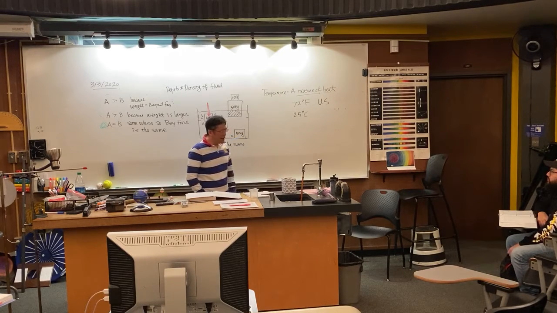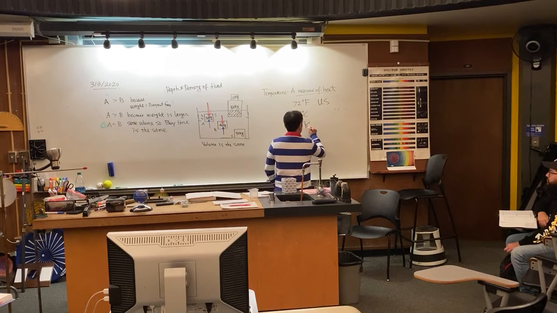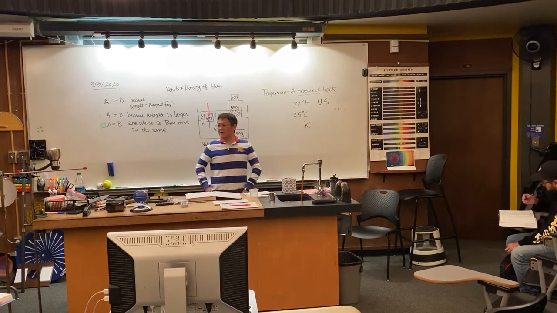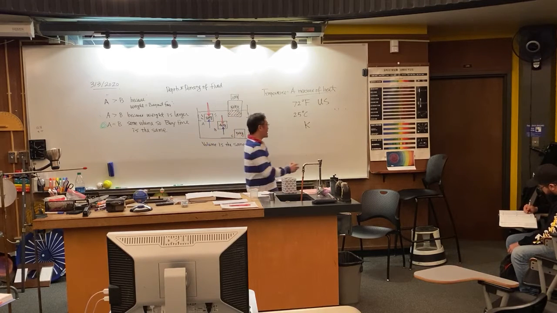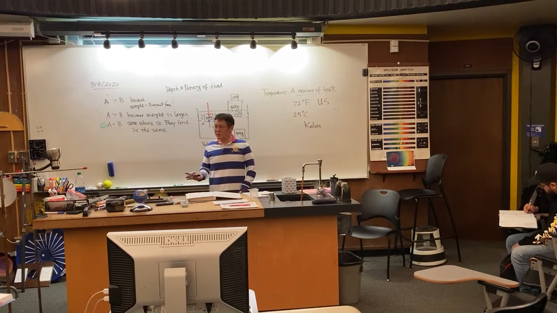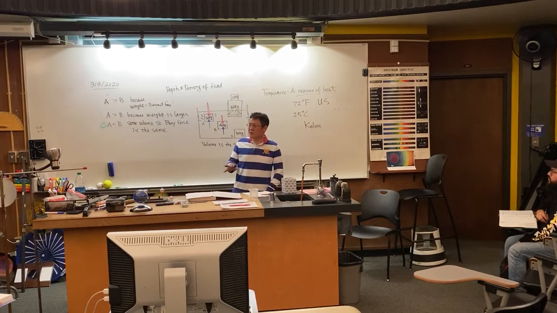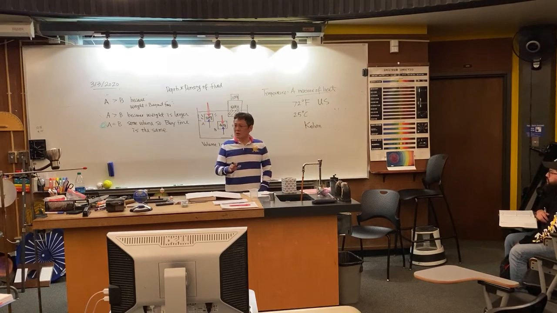But we have more different ways to measure temperature. These are not the only two scales you can use. If you learn chemistry, you're going to hear another unit for temperature, which is K. K means Kelvin. For Kelvin, we don't put a degree, it's just Kelvin. This is what we call the absolute unit for the temperature.